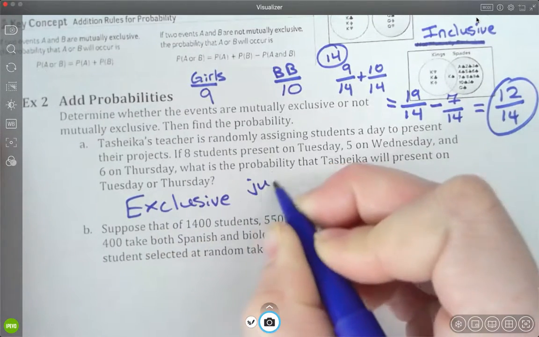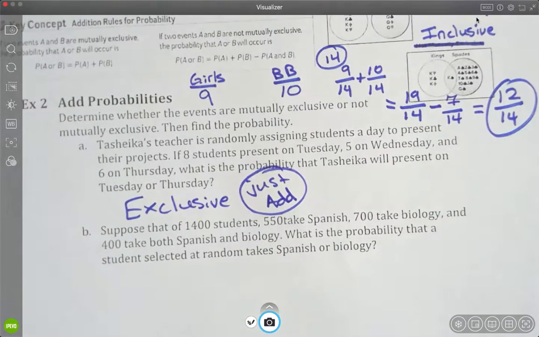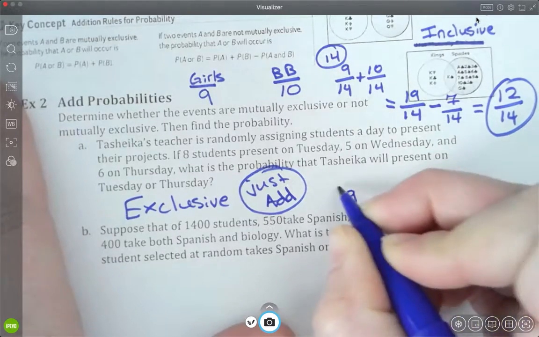So just add. If you are doing exclusive, you just add, okay? So how many students are presenting total? 8, 5, and 6. That is 19. 19 total, okay?